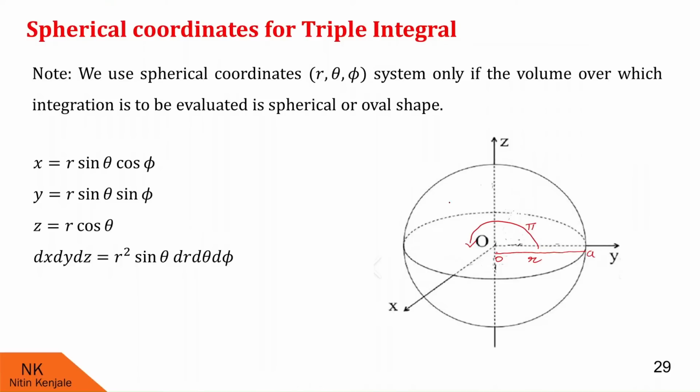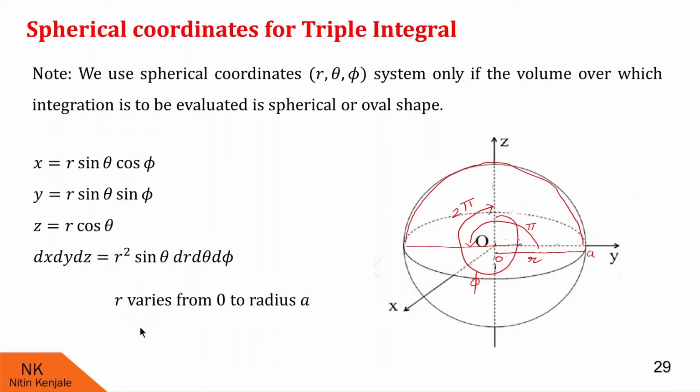Then we rotate this semicircle, which we just obtained by rotating the string 0 to a. This semicircle we rotate for 2 pi angle like this, from here to back here, to get this entire sphere. So this is your phi, which varies from 0 to 2 pi. I hope you guys understood these angles. So we say r varies from 0 to radius a, theta varies from 0 to pi, and finally phi varies from 0 to 2 pi for entire sphere.